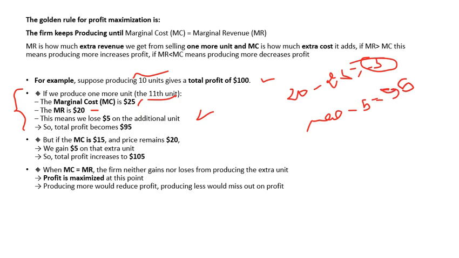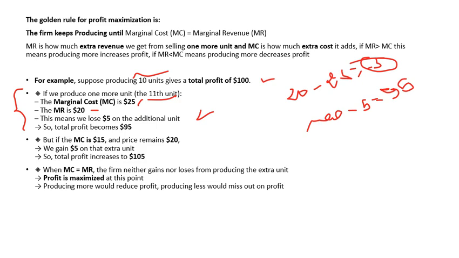instead of $100, which means here the firm decreased its profit from $100 to $95 because they produced additional units while the marginal revenue is less than the marginal cost.